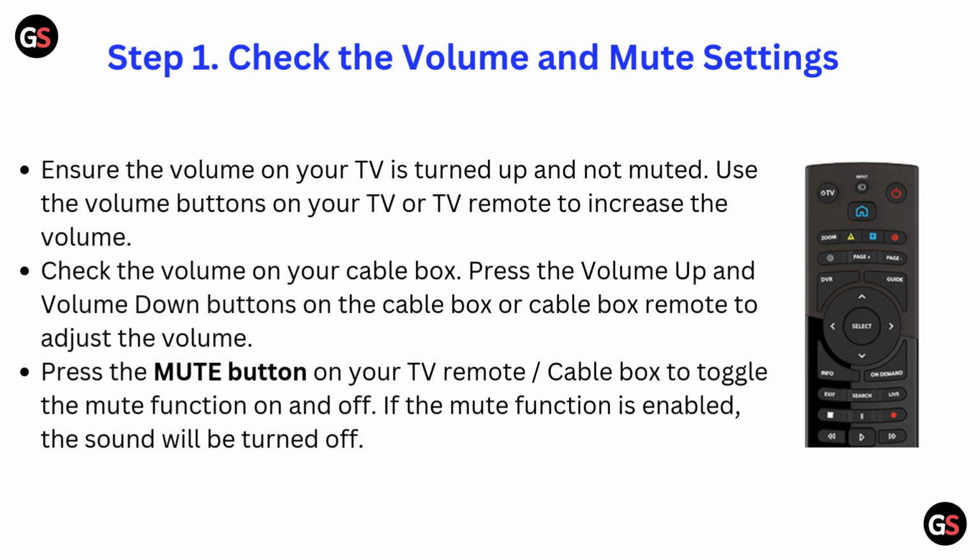Check the volume on your cable box. Press the volume up and volume down buttons on the cable box or cable box remote to adjust the volume. Press the mute button on your TV remote or cable box to toggle the mute function on and off. If the mute function is enabled, the sound will be turned off.